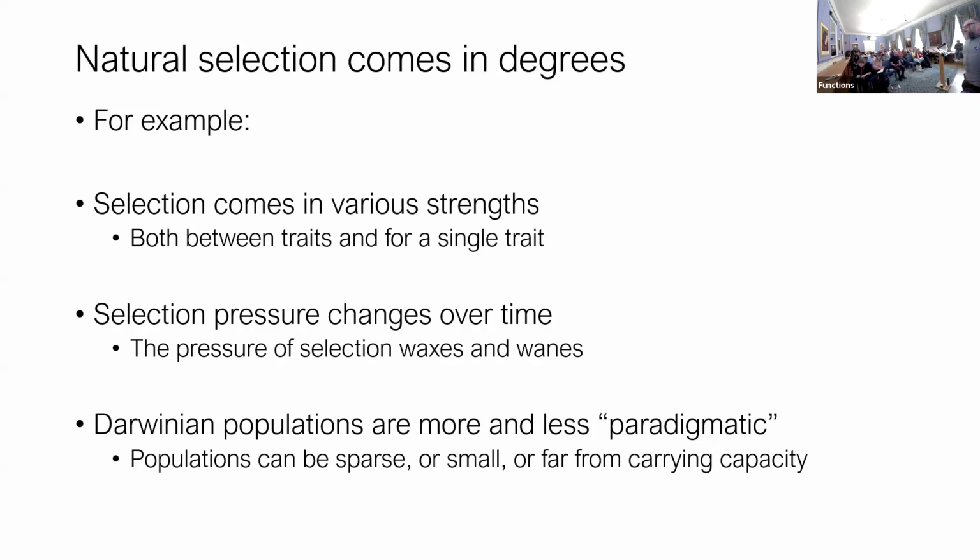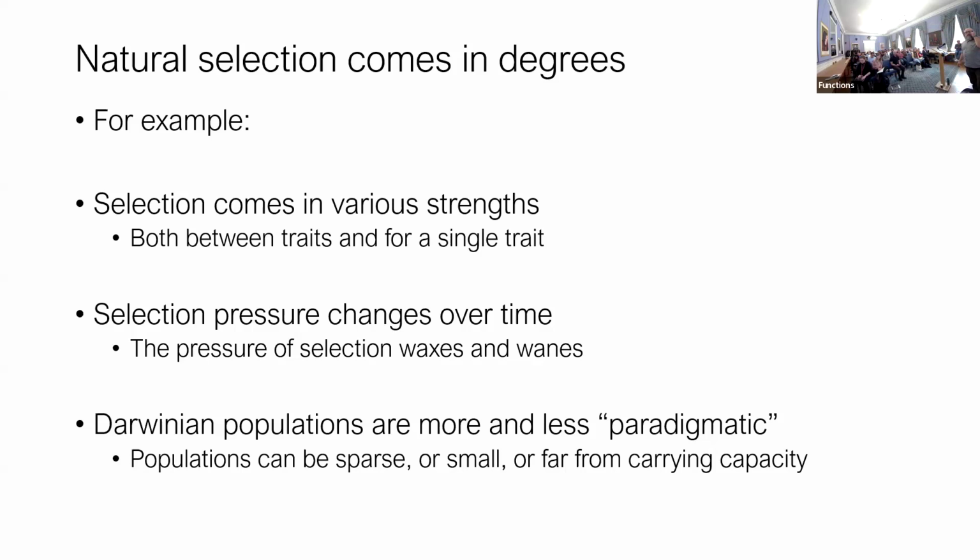Even more briefly, selection pressure changes over time. So something that was under quite strong selection in the past might not be under very strong selection now, or the direction of selection might even be reversed. So we have a waxing and waning of selection for different traits. And also the substrate that selection's acting on might vary too.